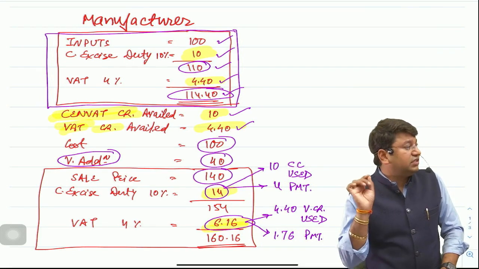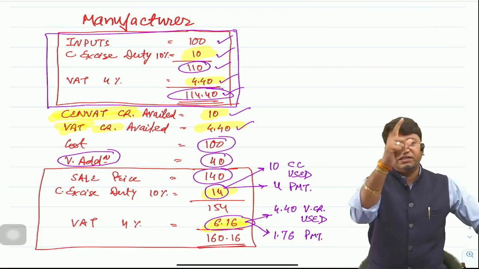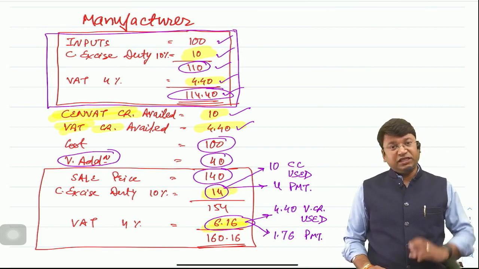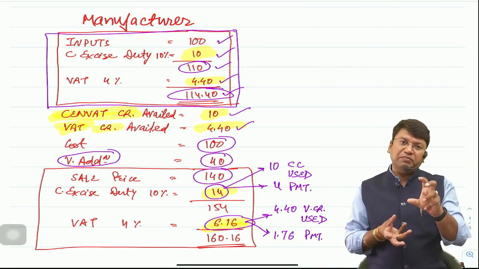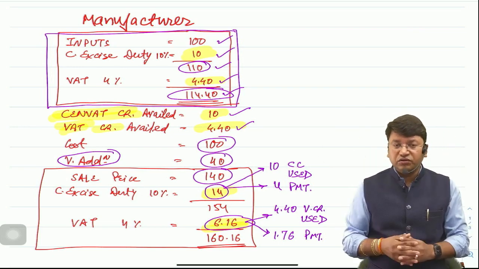140 is his sale price. His purchase cost was 100, his value addition including margin was rupees 40, total comes to 140. This is his sale price.